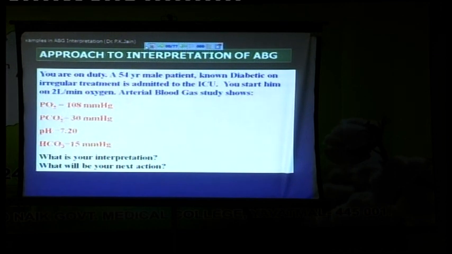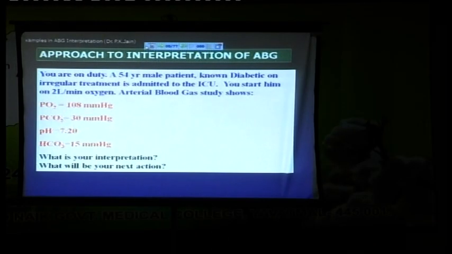There are 2 golden rules in critical care. 2 sacrosanct rules which you must never forget. Anyone knows the 2 golden rules of critical care? Assume nothing, trust no one. Only 2 golden rules in critical care. Assume nothing. You should never assume that this patient is diabetic ketoacidosis.